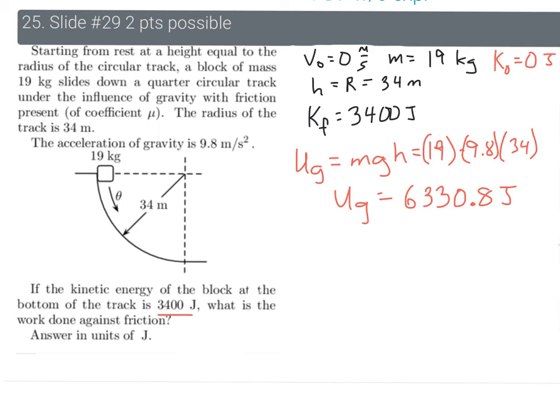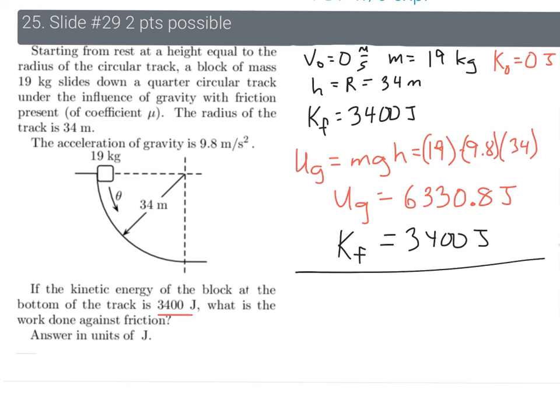At the bottom, the final potential energy is going to be 0, but we only have kinetic energy at the bottom, and my kinetic energy at the bottom is 3,400. So those numbers don't match up. Well, where did the energy go?